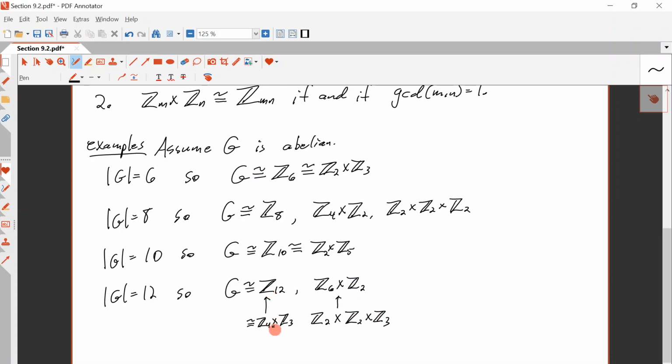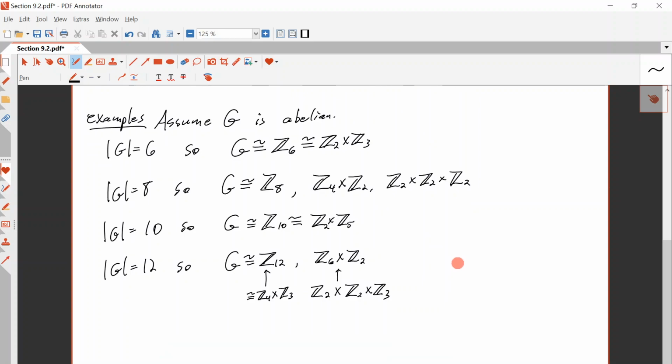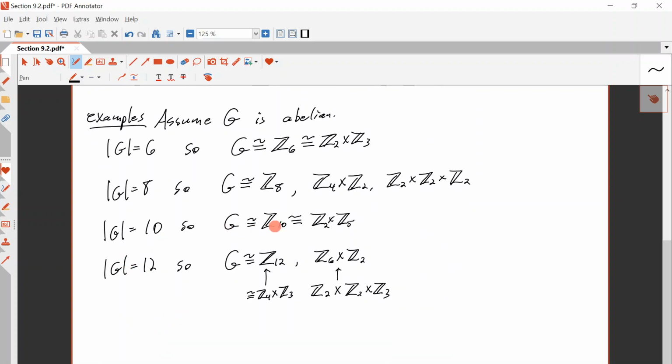Alright, so Z12, same as Z4 cross Z3, and Z6 cross Z2 is the same as Z2 cross Z2 cross Z3, because Z2 cross Z3 is Z6. Okay, 14, Z14, same thing, because it's 2 times 7. Order 14 is just Z14, because 14 is 2 times 7.